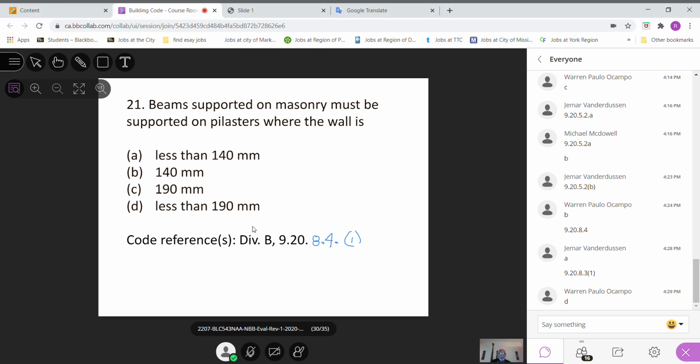That led you to less than 190. And again, masonry supported on beam supported on masonry, and supported on pilasters. Right, so then your answer will be D. When you read that, it says beams and columns supported on masonry walls shall be supported on pilasters where the thickness of the masonry wall is less than 190. So that's where the answer comes from.